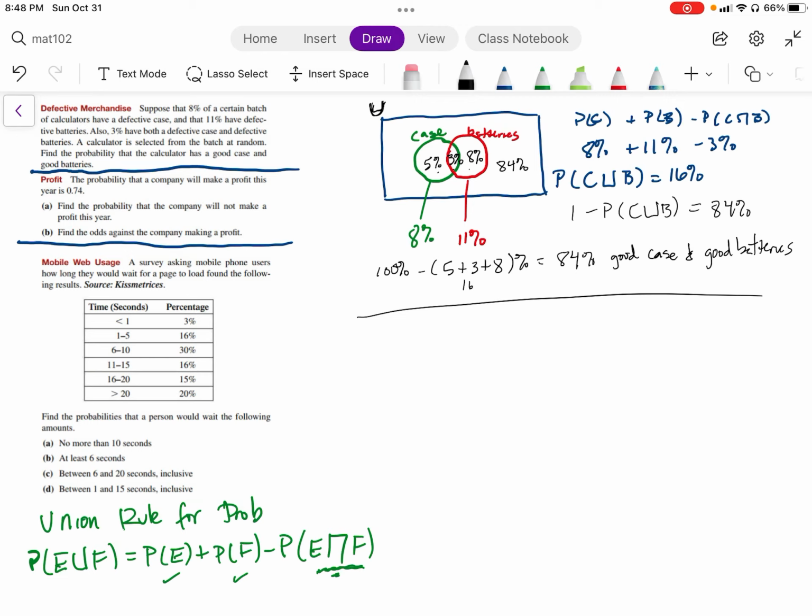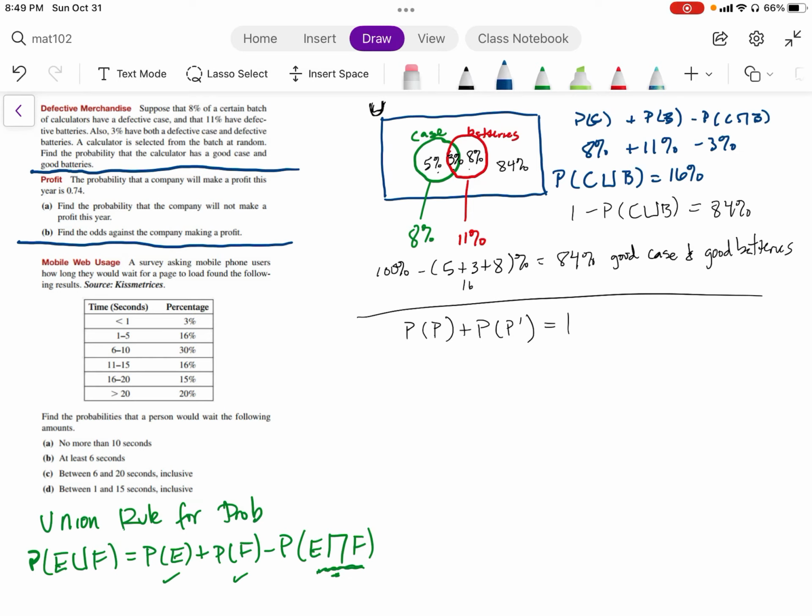The probability that a company will make profit this year is 0.74. Find the probability that the company will not make a profit. All right, well, that's pretty straightforward, right? If it's 0.74, the probability they make a profit, we'll just call that P, plus the probability they do not make a profit, the complement, always sum to 1.